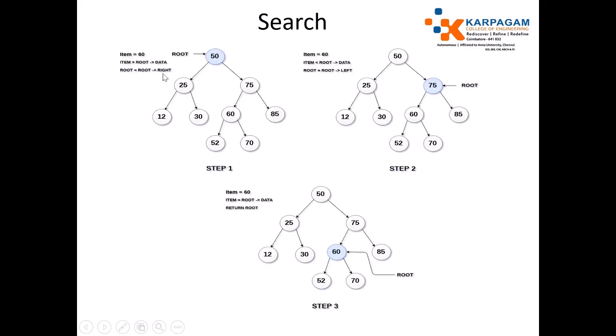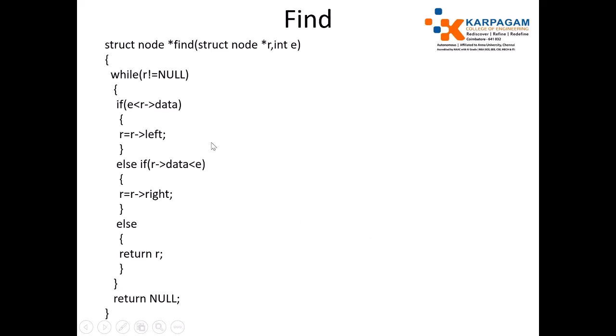I already told you, no? Greater means r equal to r of right. Less than means r equal to r of left. Equal means just return the root. In a similar way, less than means r equal to r of left, greater means r equal to r of right, else return r.